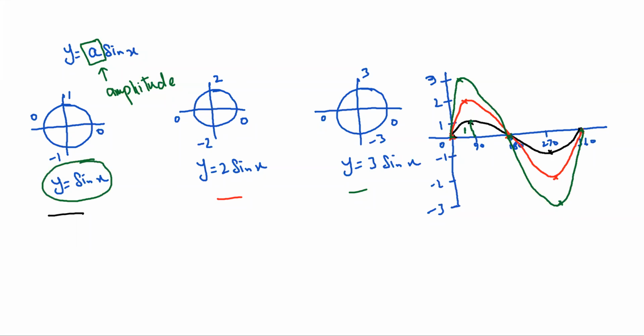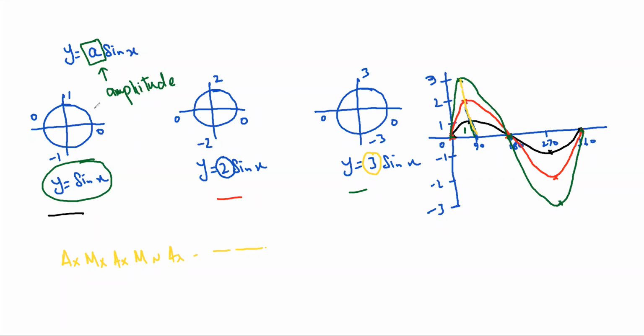When you have y is equal to 2 sine x, this much is the amplitude over here. You can see that the distance is 2 from the axis to the maximum point. And when you draw this for, let's say, y equal to 3 sine x, the amplitude is going to be this 3 over here. So the rule is the same: axis, maximum, axis, minimum, axis, and so on.